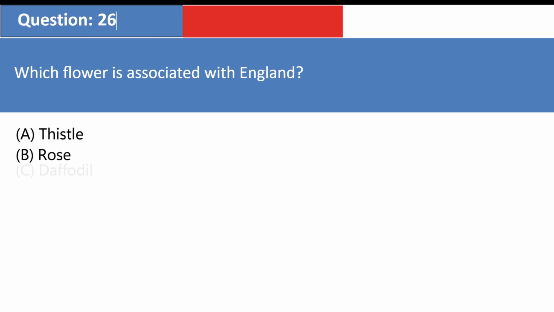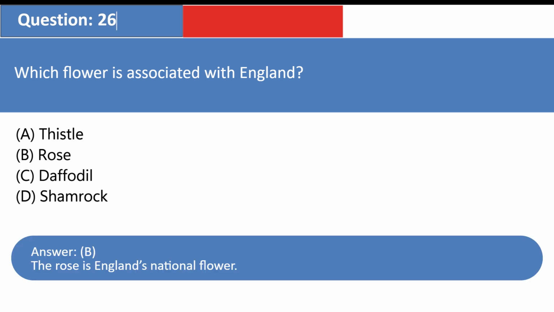Which flower is associated with England? A. Thistle. B. Rose. C. Daffodil. D. Shamrock. Answer: B. The rose is England's national flower.